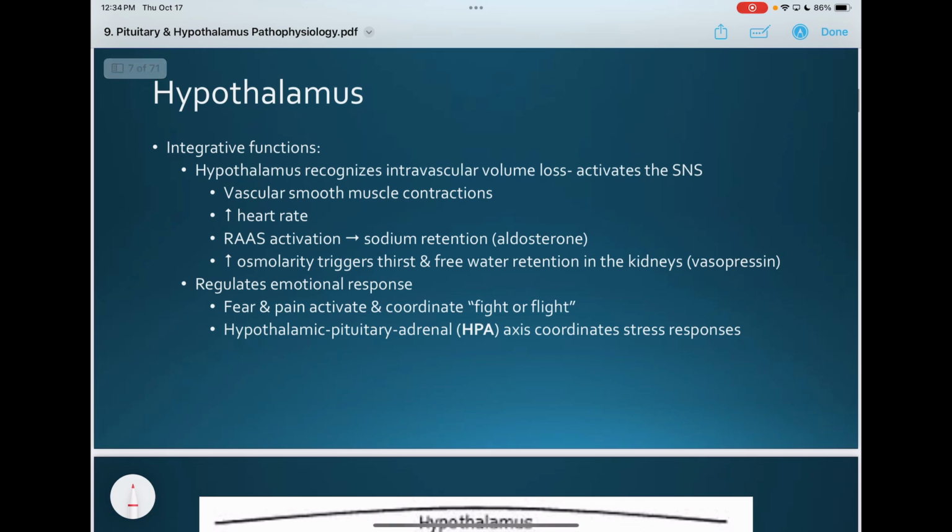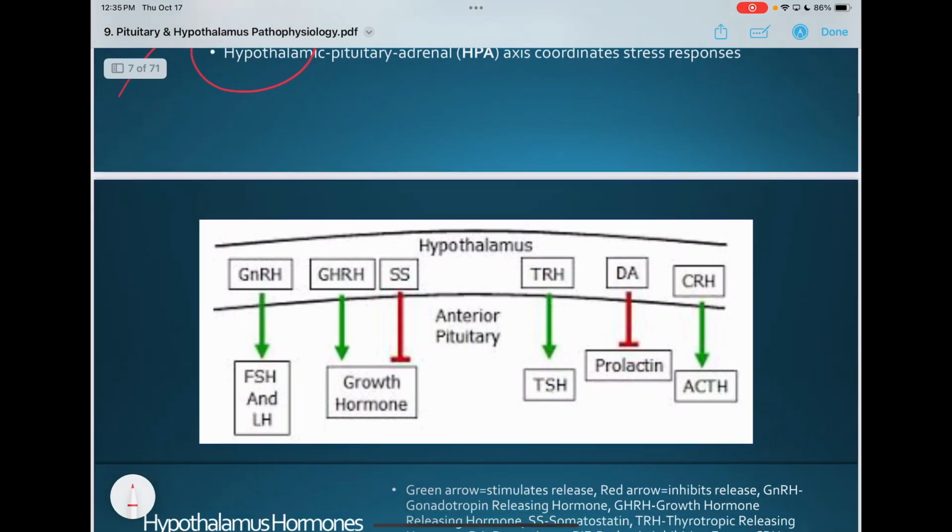A lot of integrative functions in the hypothalamus. Heart rate, our RAS system activation is affected by this. Emotional response, our fear and pain centers, fight or flight, and also obviously very important in our hypothalamic pituitary adrenal axis, the HPA axis, regarding stress responses.